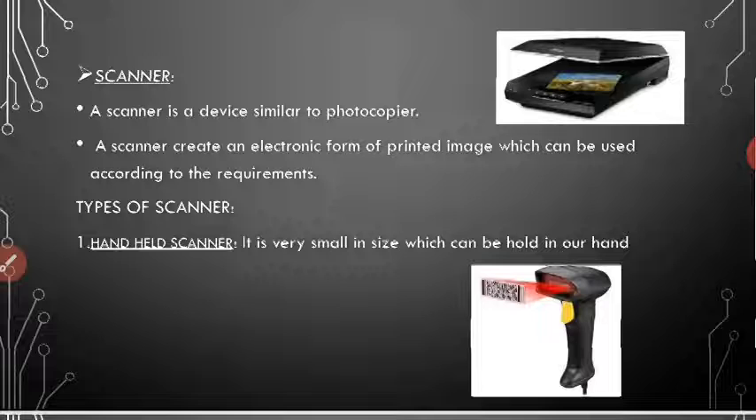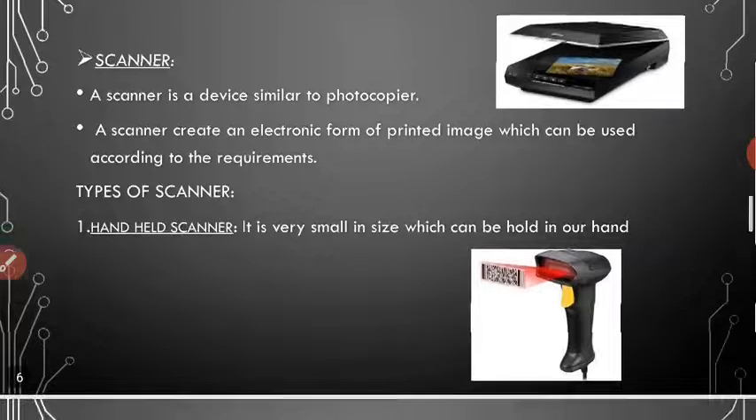Next one, we talk about types of scanner. There are 3 types of scanner. First one is handheld scanner. It is very small in size and can be held in our hand. You see in the picture, and most of the time we see such a scanner in shopping malls, where it is used to scan any product items.